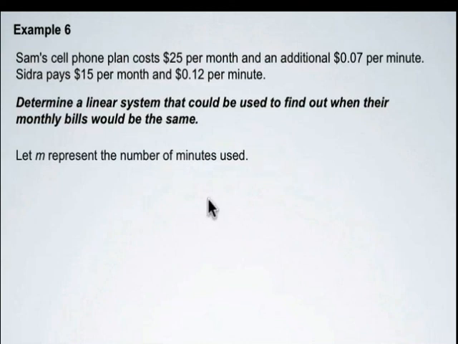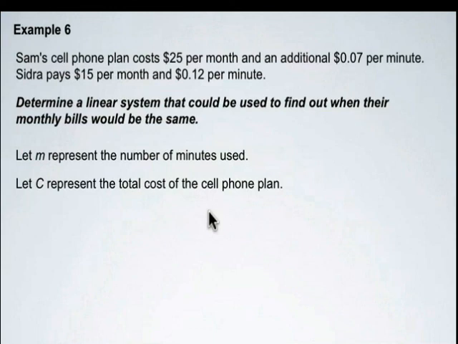So we're going to let M represent the number of minutes used and let C represent the cost of the cell phone plan. So what I'd like you to do now is write an equation for Sam's plan and an equation for Sidris' plan, and then you're going to use elimination in order to solve for our unknown.